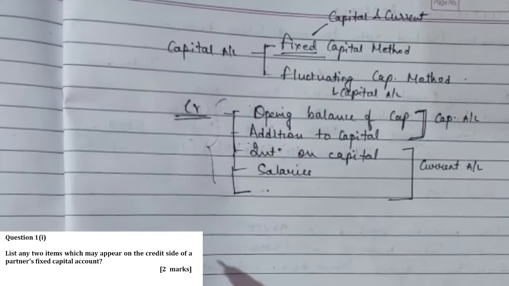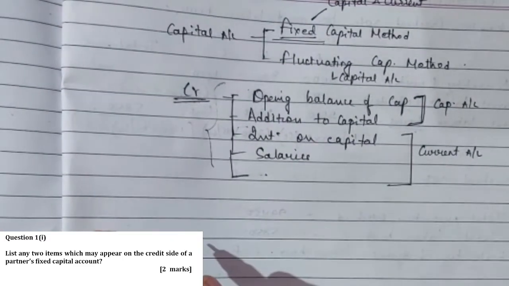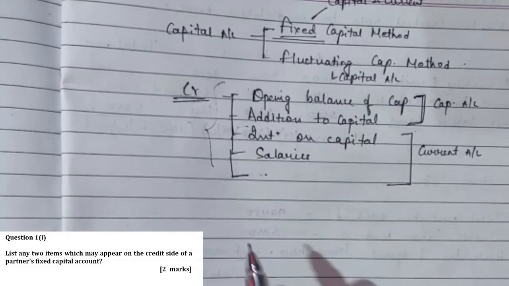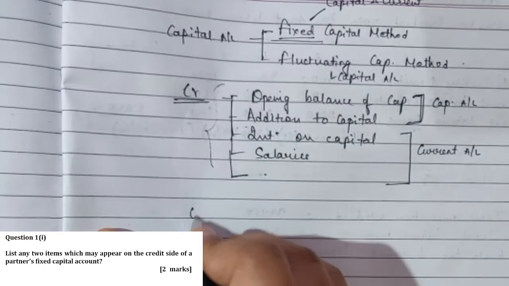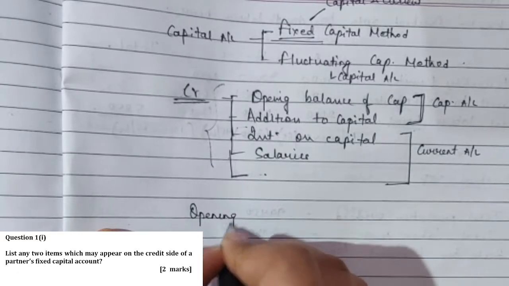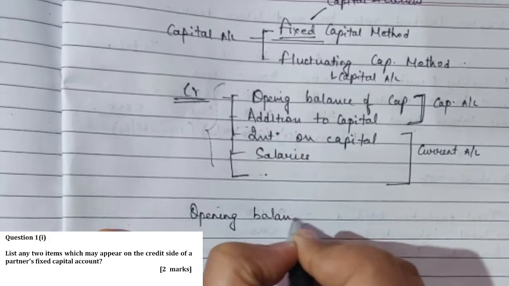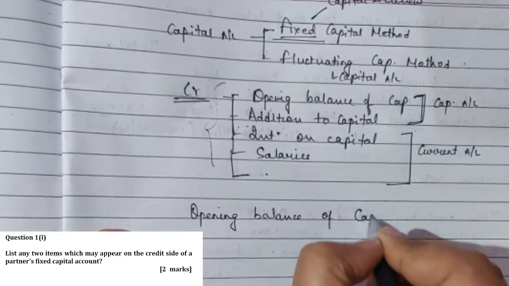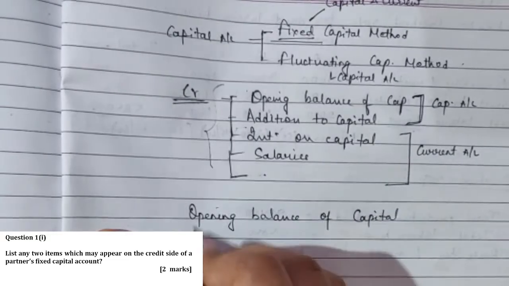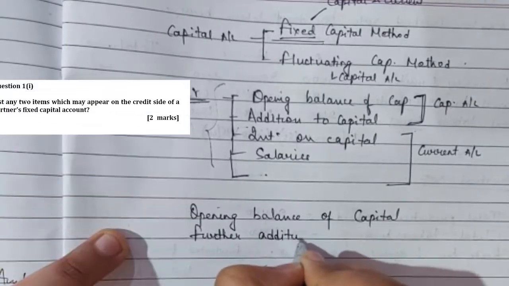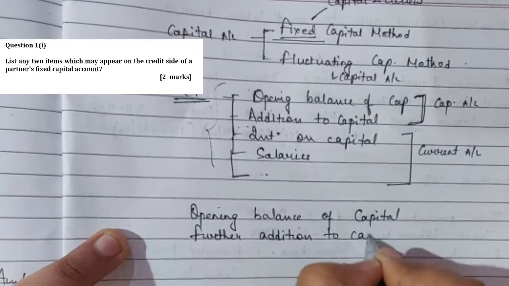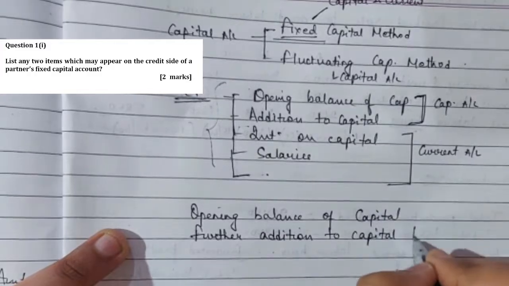So the correct answer to this question: the items appearing on the credit side of the fixed capital account will be opening balance of capital and any further addition to capital during the year.